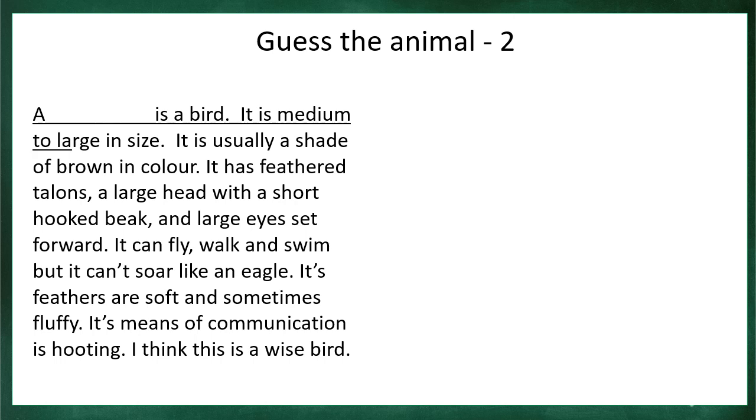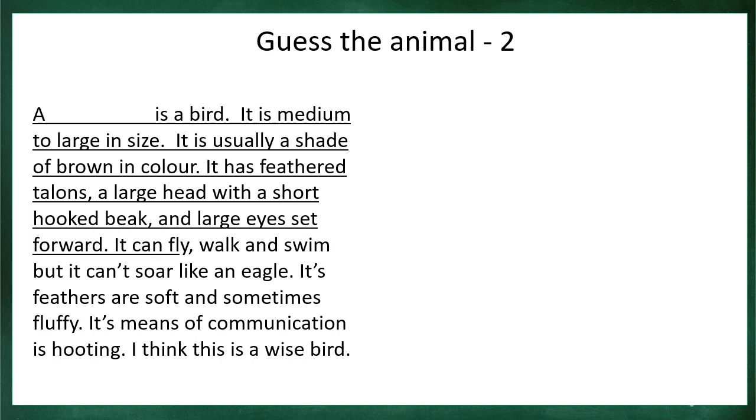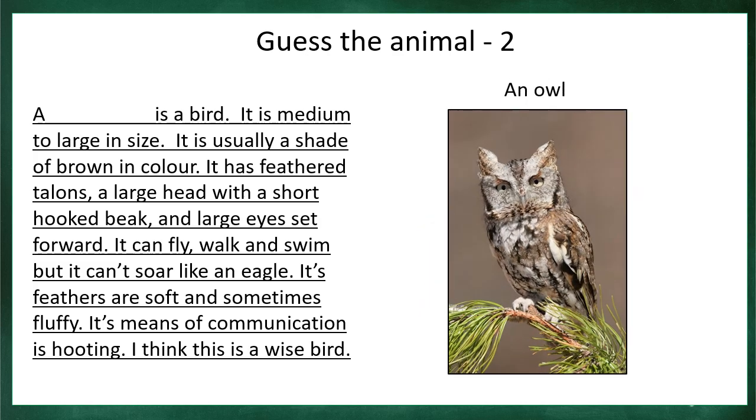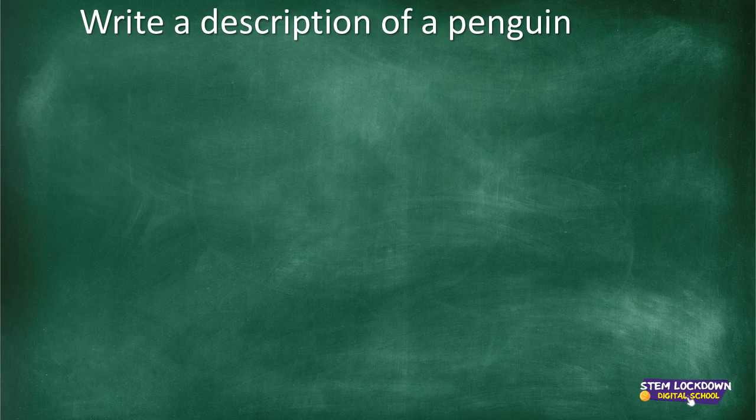Can you guess what this animal is? This is a bird. It is medium to large in size. It's usually a shade of brown in color. It has feathered talons, a large head with a short hooked beak, and large eyes set forward. It can fly, walk, and swim, but it cannot soar like an eagle. Its feathers are soft and sometimes fluffy. Its means of communication is hooting. I think this is a wise bird. What is it? It's an owl.